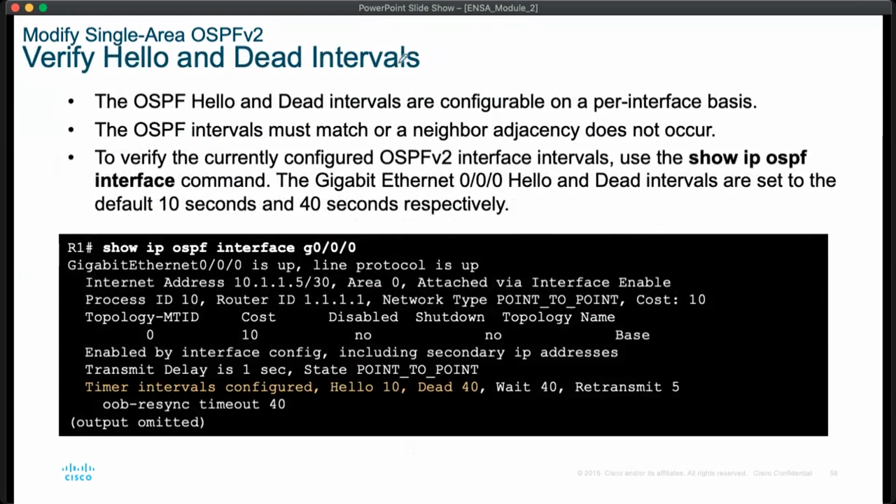Verify hello and dead intervals. The OSPF hello and dead intervals are configured on a per-interface basis. The OSPF intervals must match or neighbor adjacencies do not occur. To verify the currently configured OSPFv2 interface intervals, use the show ip ospf interface command. The GigabitEthernet 0/0/0 hello and dead intervals are set to 10 seconds and 40 seconds respectively. This is the one.